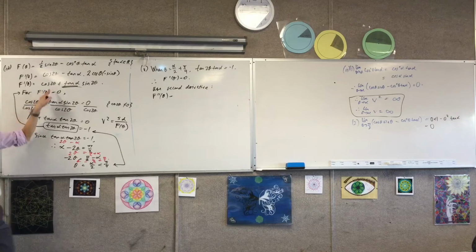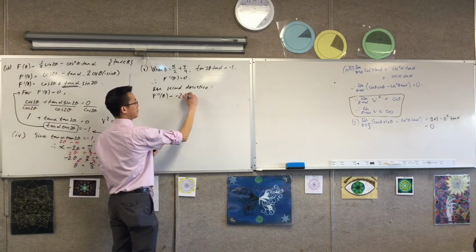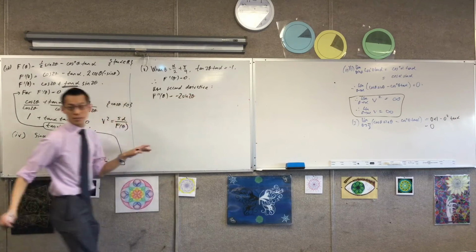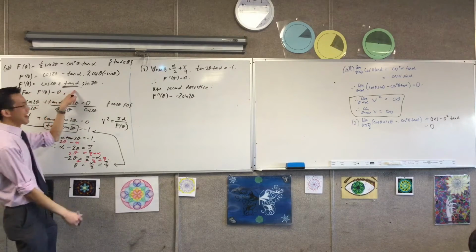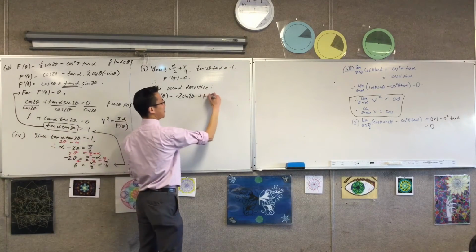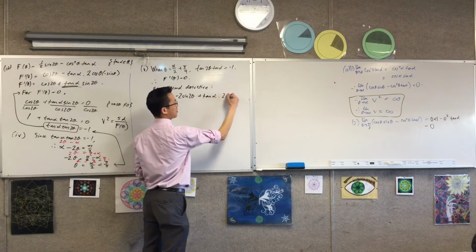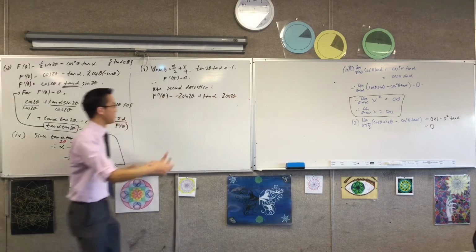Cos 2 theta? -2 sin 2 theta. Thank you. Second part? 4 theta? Okay. What happens here? I'm going to get the tan alpha out the front. 2 cos 2 theta. Thank you. Good job.